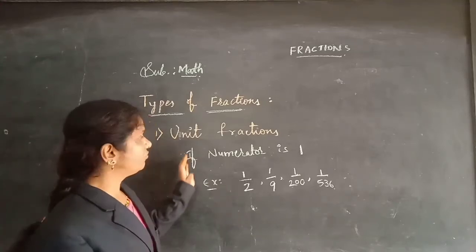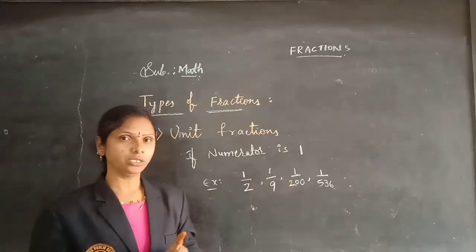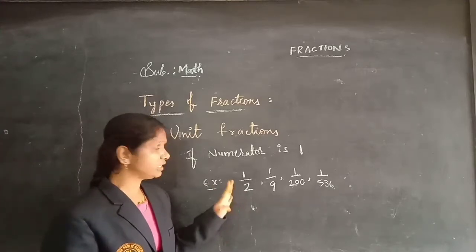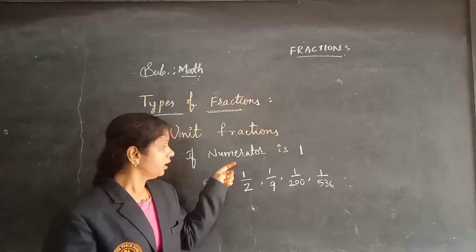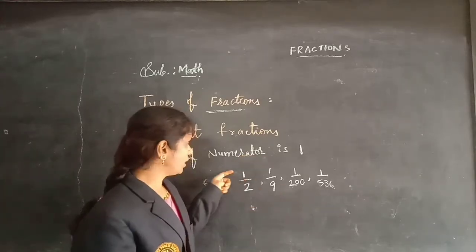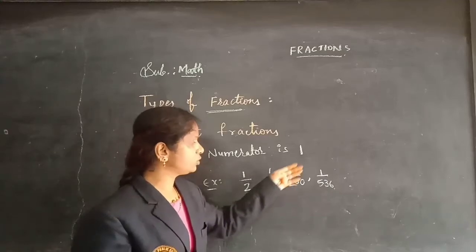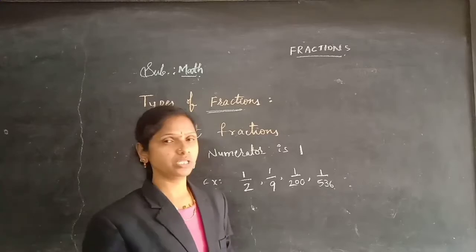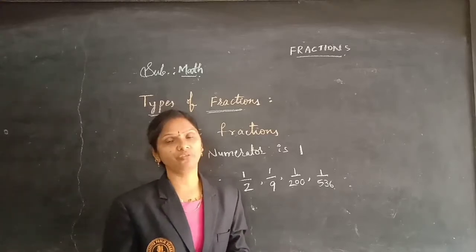Once again, if the numerator is 1, that type of fractions are unit fractions. Whatever the denominator, children, we have to see only the numerator, it should be 1. So 1 by 2, 1 by 9, 1 by 200, 1 by 536. So this type of fractions are unit fractions.